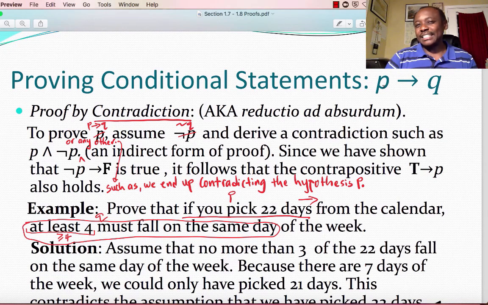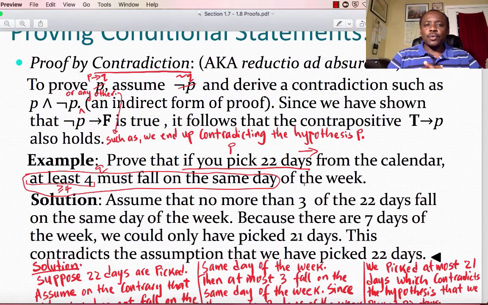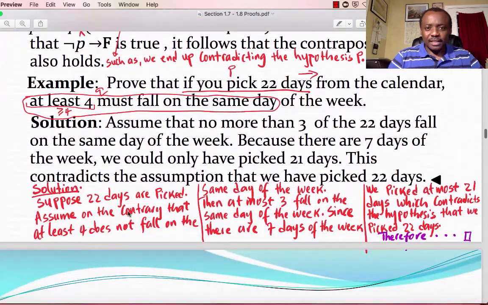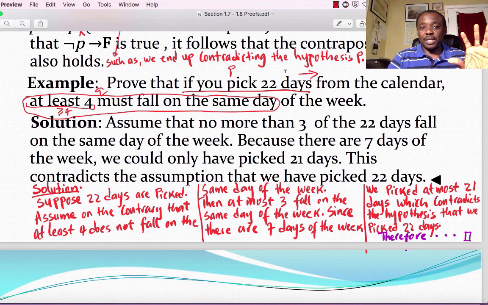Let us look at an example. Example, prove that if you pick 22 days from the calendar, at least 4 must fall on the same day of the week. Well, let's go through that proof, and I would prefer to do it in my own way. Okay? So, suppose 22 days are picked. Remember, the question says if you pick 22 days, that is your P, implies at least 4 must fall on the same day. So P implies Q.